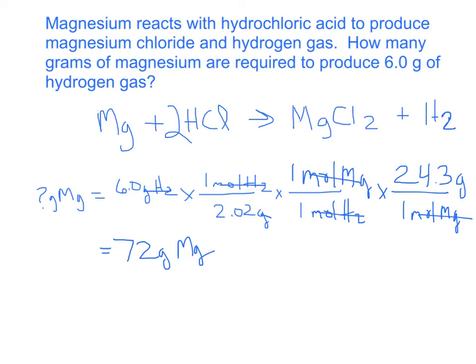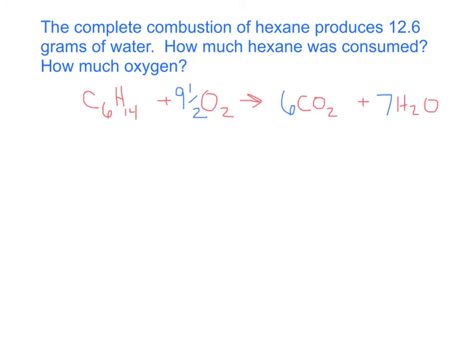All right, another practice problem. So now we've got a combustion reaction here. The complete combustion of hexane is going to give us 12.6 grams of water. And the question is asking how much hexane was consumed and how much oxygen was consumed. Okay, so what we know is our starting point is 12.6 grams of water. We need to do hexane and oxygen. Let's do the hexane first.